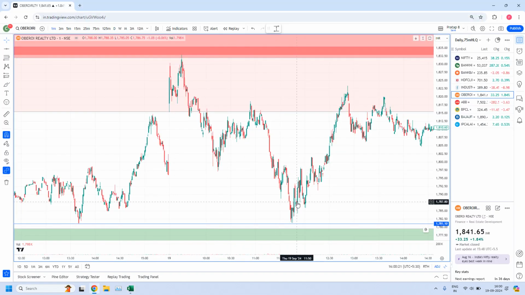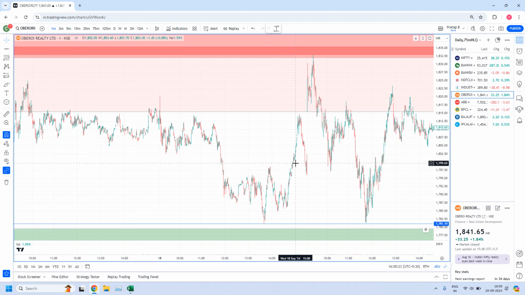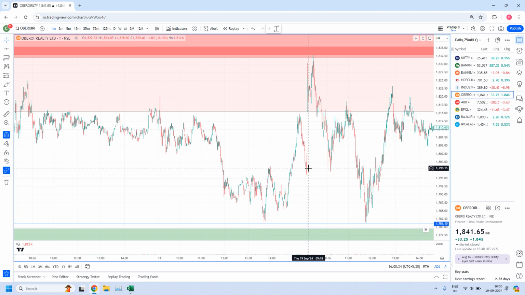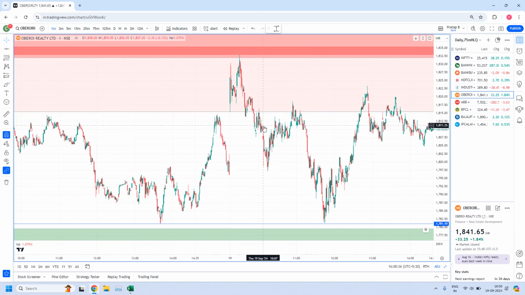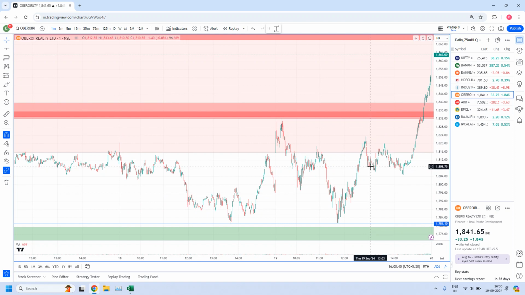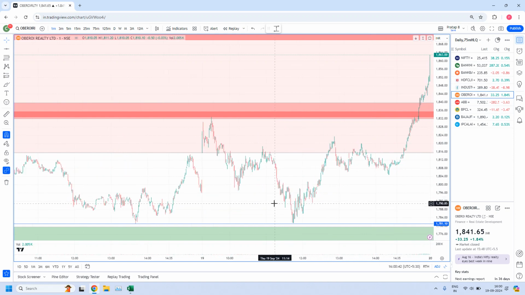And an aggressive trade. See, in the last 2 days we are getting continuous aggressive trades. Previously also we got an aggressive trade. And today we got a good number of aggressive trades. Not only this, in other stocks also you got aggressive trades. And we also got one bull trap trade today.